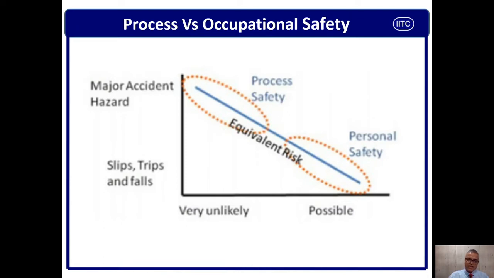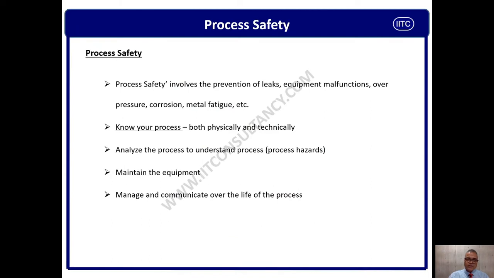So guys, process safety involves the prevention of leaks, equipment malfunction, overpressure, corrosion, and metal fatigue. This deals with process characteristics of pressure, temperature, flow, level, and all these things. The essential elements are: we must know the processes both physically as well as technically to understand complete process safety. So this is what process safety management is.